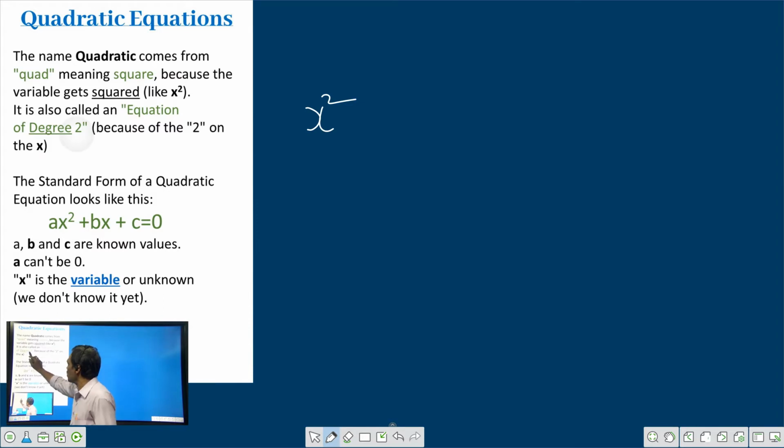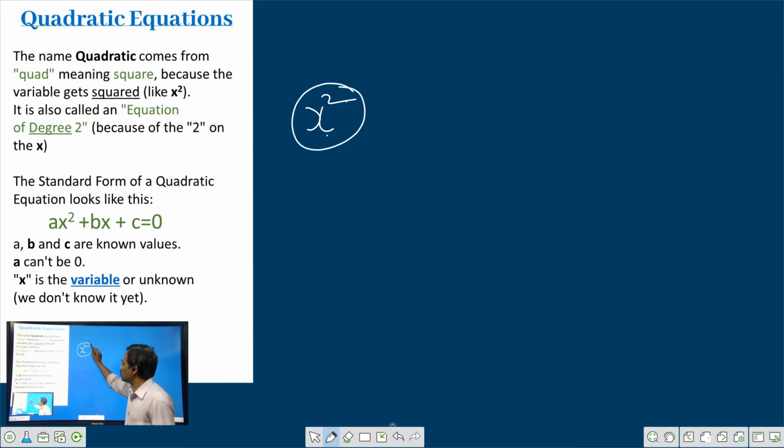It is also called an equation of degree 2. Why am I saying equation of degree 2? Because x is raised to the power 2. The maximum power raised on x is 2, which is x square. So that's why it is a second degree equation. A quadratic equation is an equation which is a second degree equation in one variable. Here the variable is x, and if x is raised to 2, then we call it a quadratic equation.